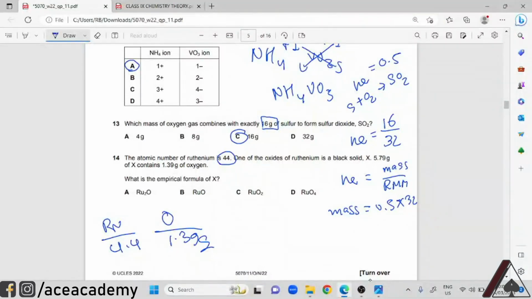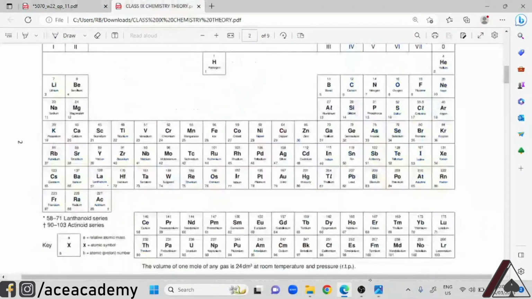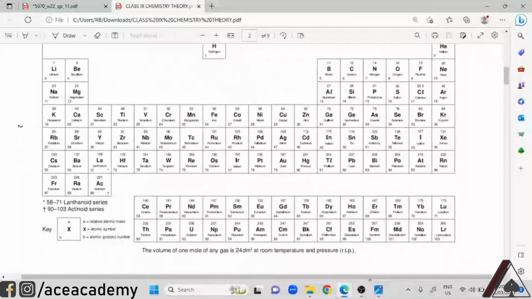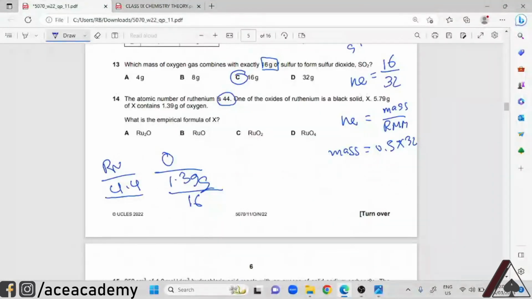4.4. What is the empirical formula of X? We know that to calculate the empirical formula, we first have to divide this by its atomic mass, 16, and for Ru we have 101. This one over here. So 101, and this gives us something like 0.0436 for oxygen.